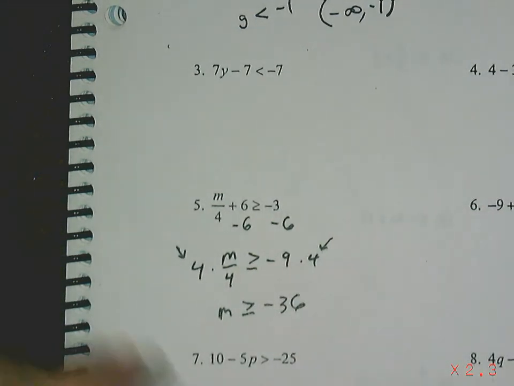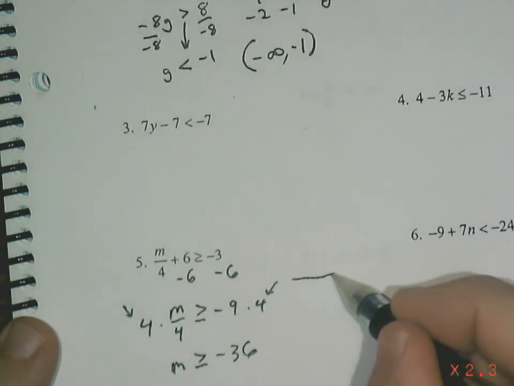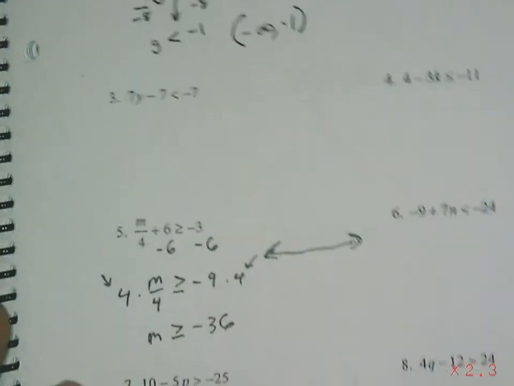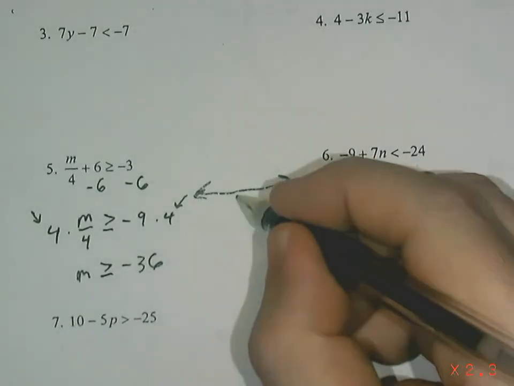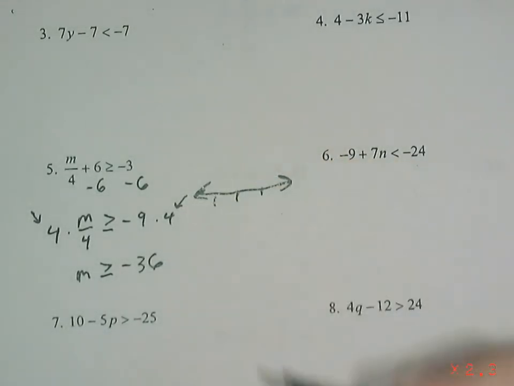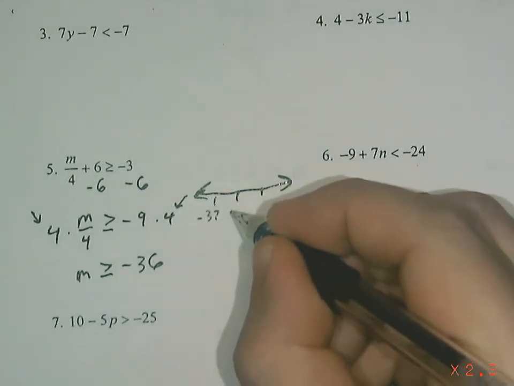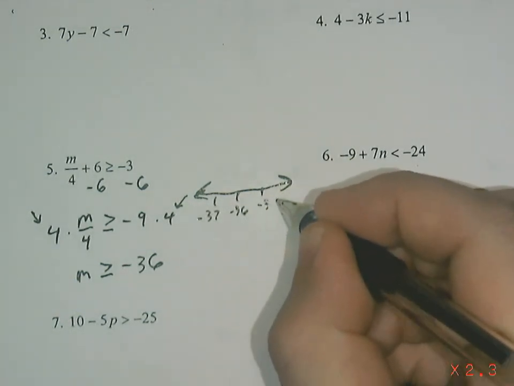Okay? So again, I make my graph over here. Yeah, it's a terrible graph. You guys do better graphs than me. Do what I say, not what I do. Okay, so negative 37, negative 36, negative 35.